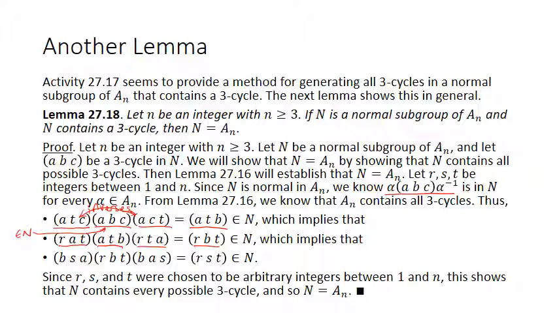You can move that last element that you just got to be in the middle there. So you have in the center an element in capital N, and on either side are two elements that are each other's inverse from A_n. Okay, and then if you multiply all that together, you get (r s t), and that must be an element of N. Since r, s, and t were chosen to be arbitrary integers between 1 and n, that shows that capital N contains every possible 3-cycle. And since we know that everything in A_n can be written as products of 3-cycles, that means that N is going to be equal to A_n.